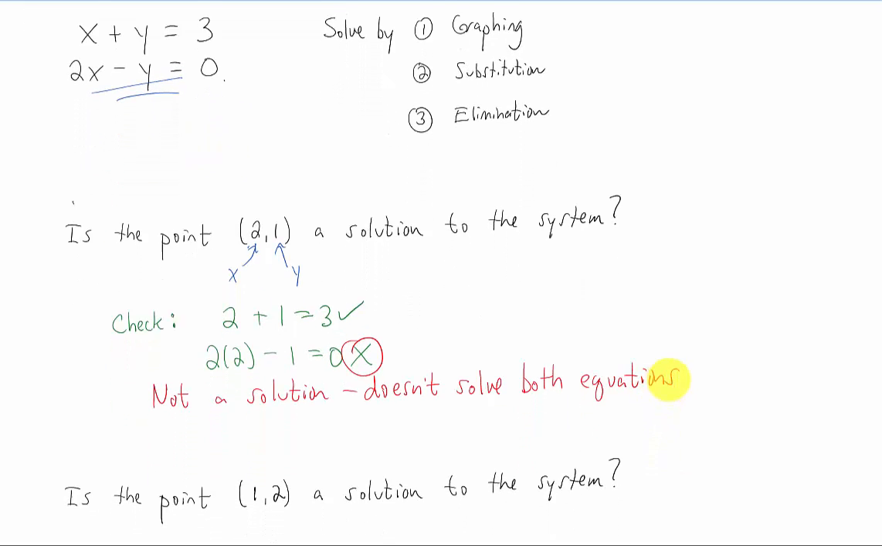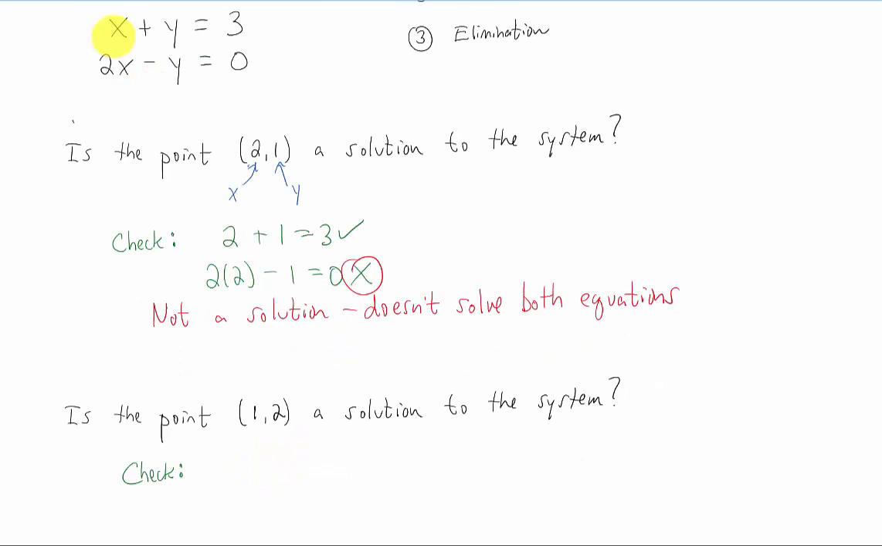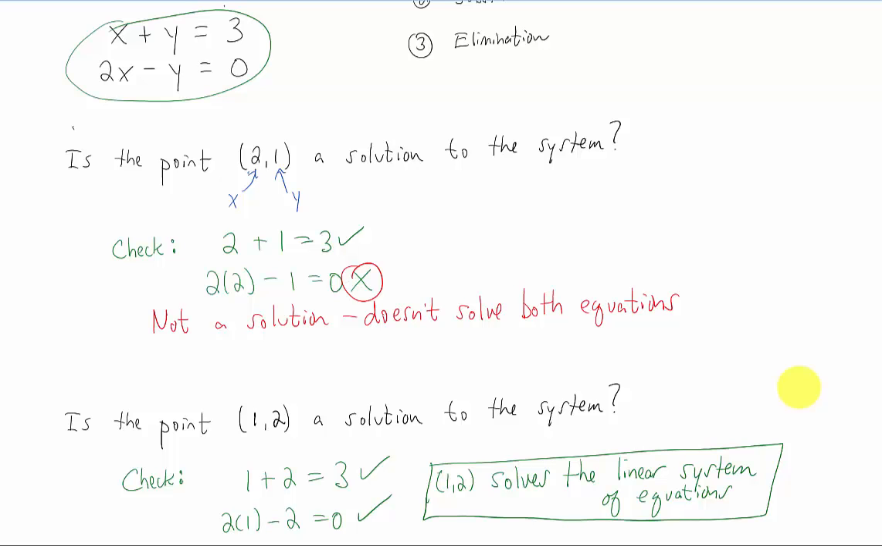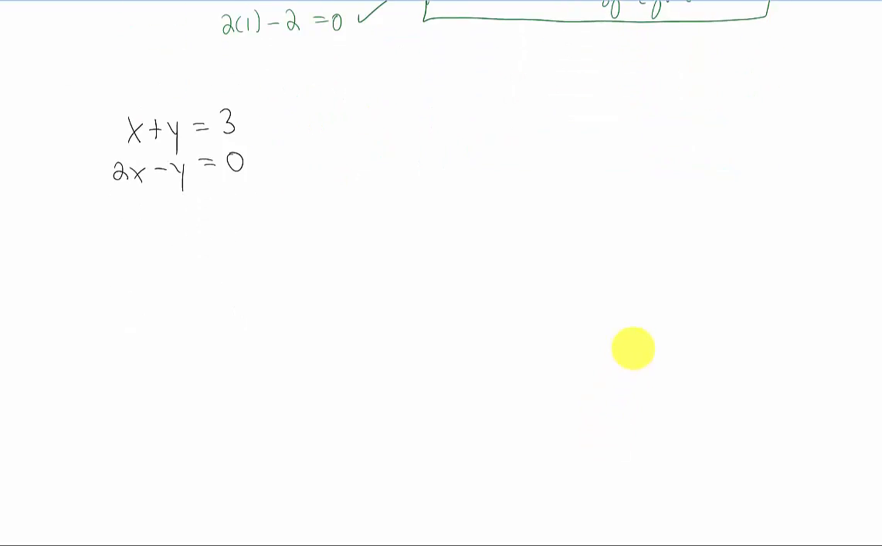Okay, well how about a different point? What if we check the point (1, 2) instead of (2, 1) to see if that's a solution to this system? Okay, so I'm going to plug x equals 1 and y equals 2 into those two equations and see what happens. This point does solve both equations, so the point (1, 2) is a solution to the linear system. Okay, that's great, but we didn't come up with that answer ourselves. How would we come up with that solution to this linear system here?